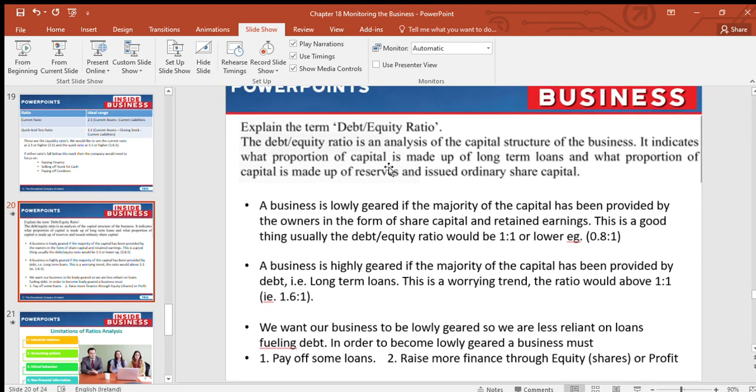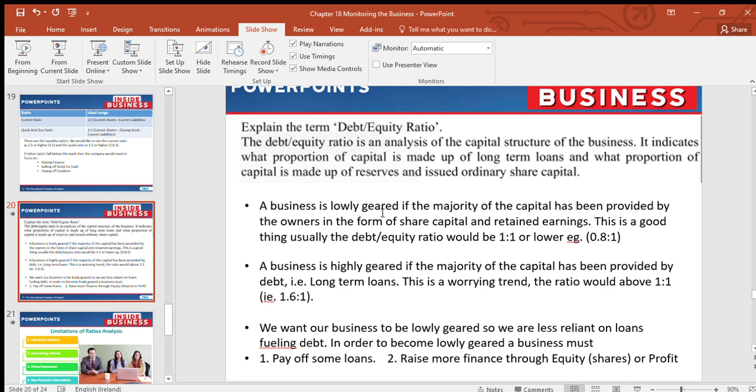My debt to equity ratio is an analysis of the capital structure of the business. It indicates what proportion of capital is made up of long-term loans and what proportion is made up of reserves. In other words, if you have a restaurant in Castleblaney and the whole restaurant's net worth is 400 grand, how did it get to be worth 400 grand? Was that all through loans? Was it all through debt? Or did you raise the money yourself? And that's what we're looking at for the capital structure.